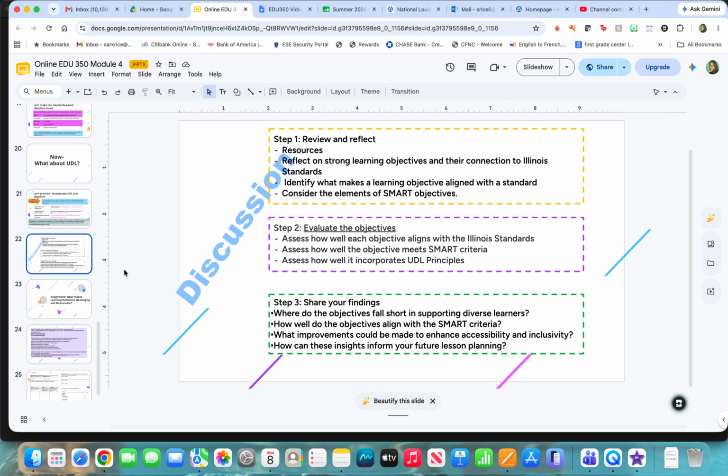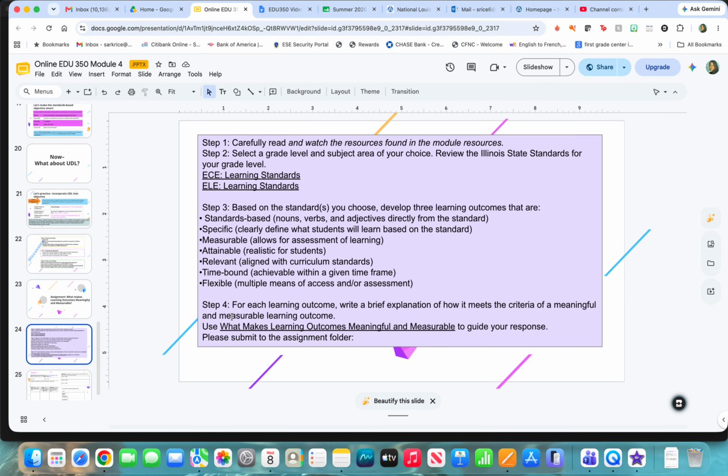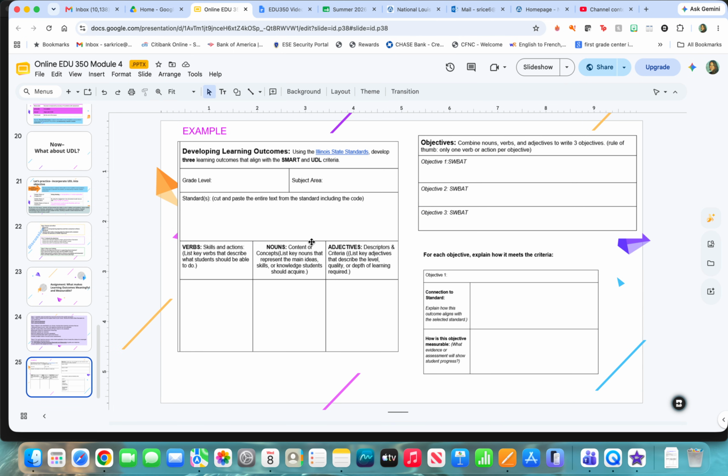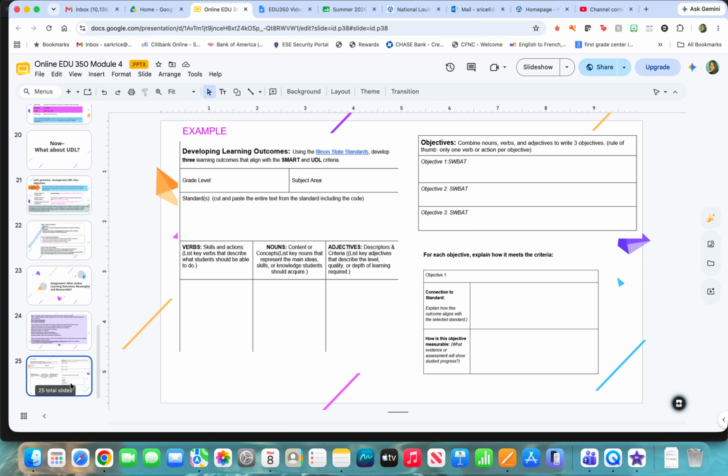So you're going to be doing that in your discussion. You're going to have objectives that you're going to be evaluating and answering the questions on. And then in your assignment, you are going to be working on unpacking the standards, making the objectives SMART, and adding UDL. So this is what the assignment looks like here. So that is the bulk of what you're going to be doing this week in EDU 350.